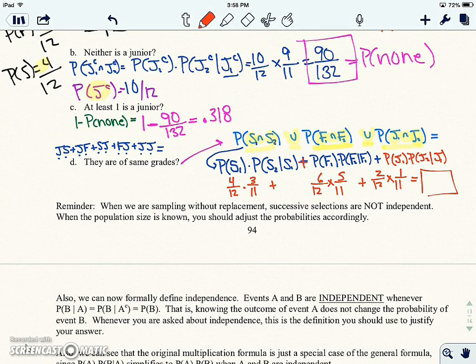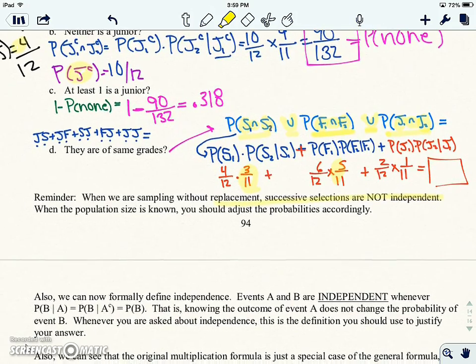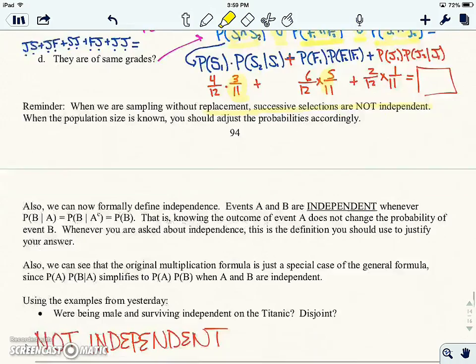Okay, reminder. When we are sampling without replacement, successive selections are not independent. That's why this denominator changes. When population size is known, you should adjust the probabilities accordingly. However, on, say, last time's homework for M&Ms, we didn't know the population size, so we just used that, say, 10% were green without accounting for that each time we drew out an M&M.